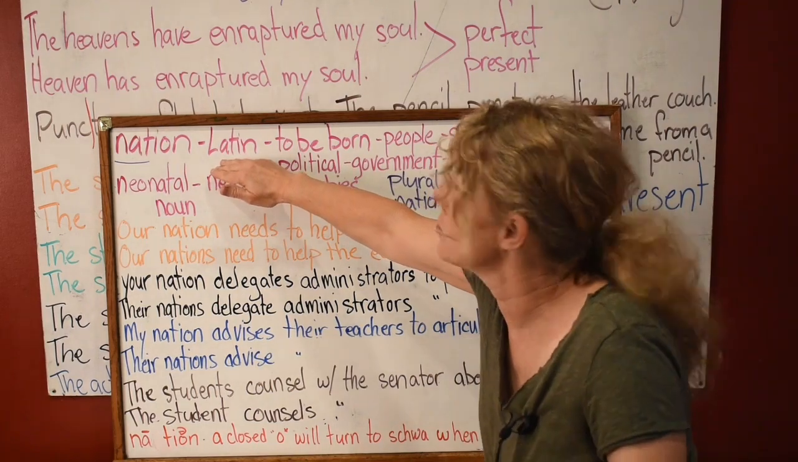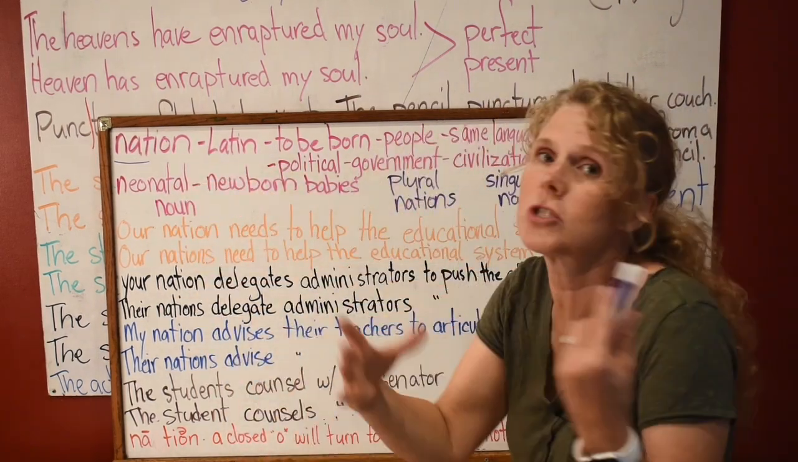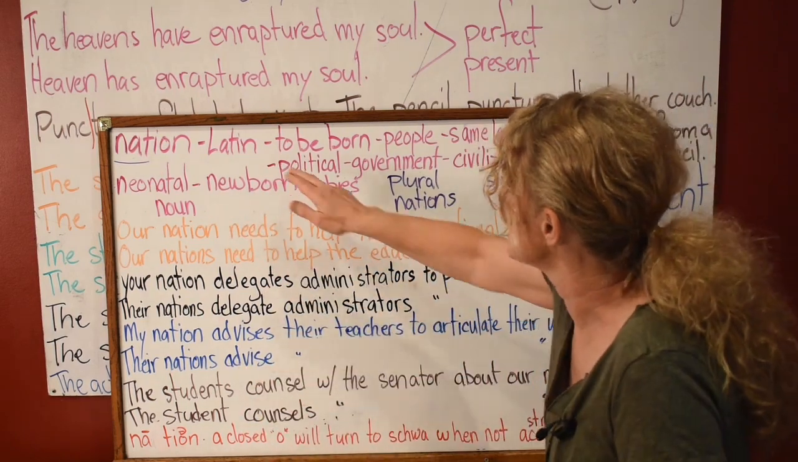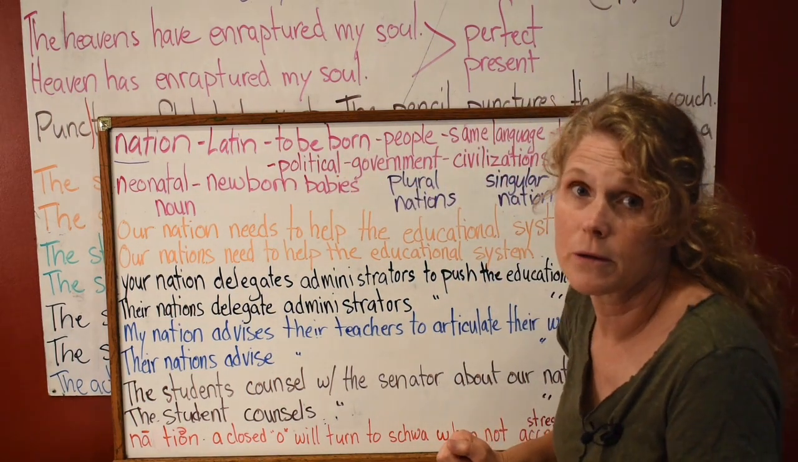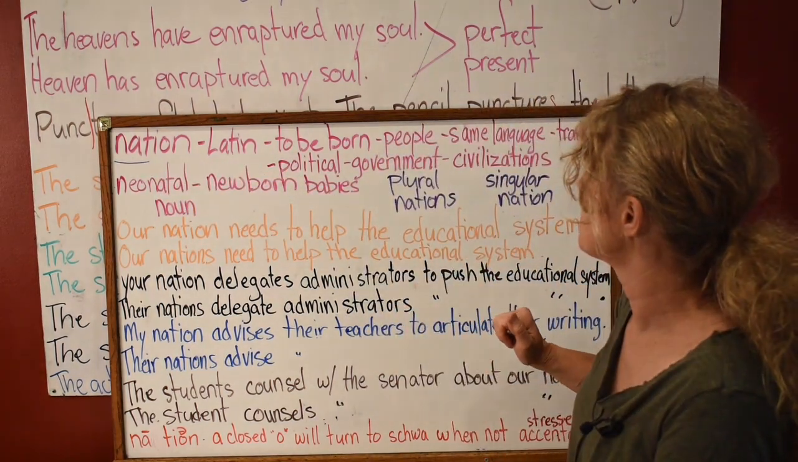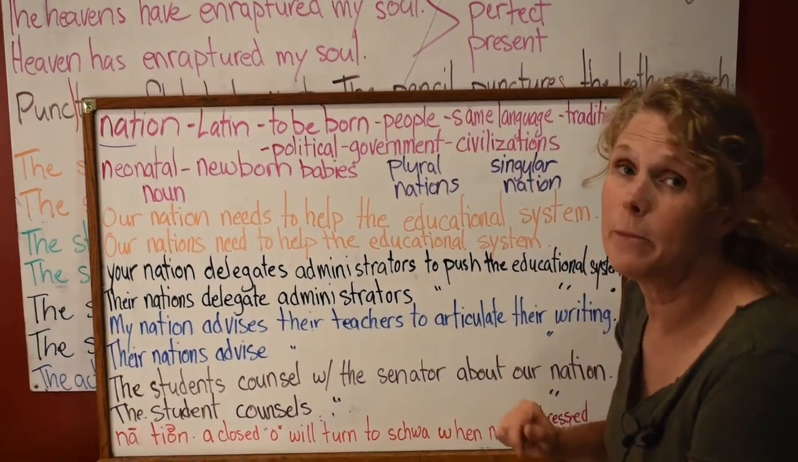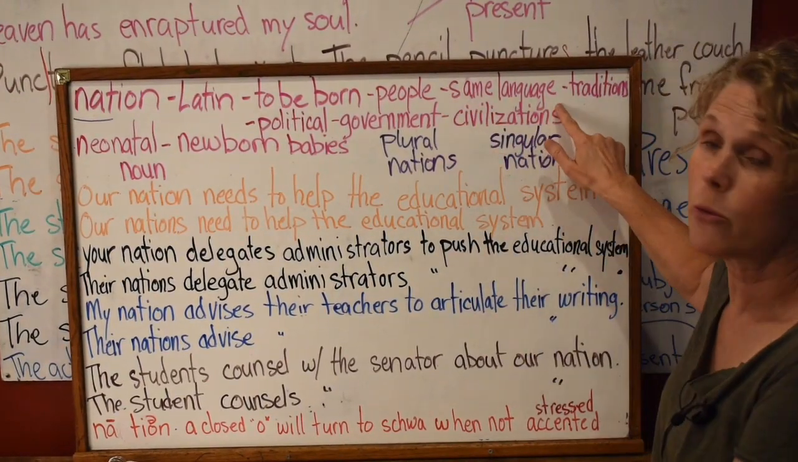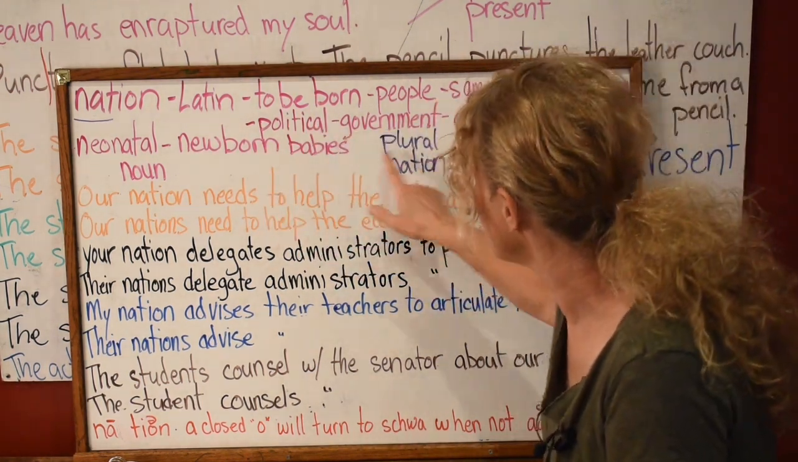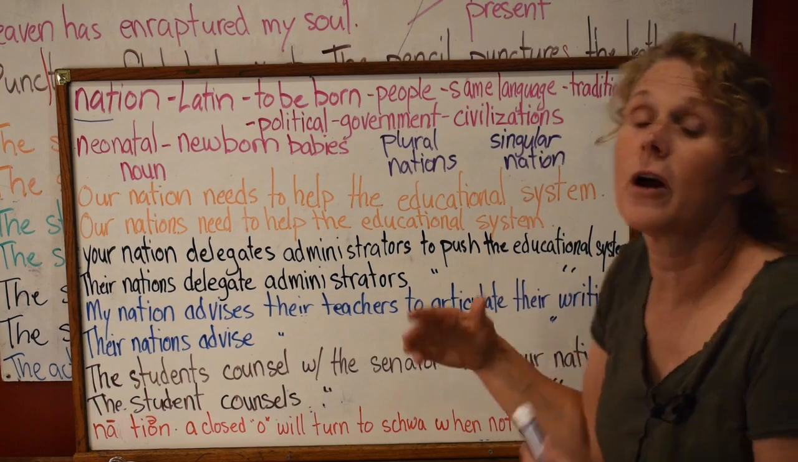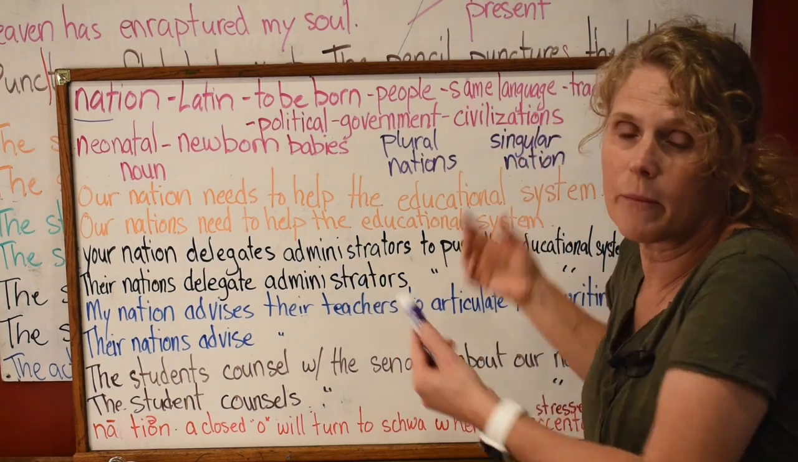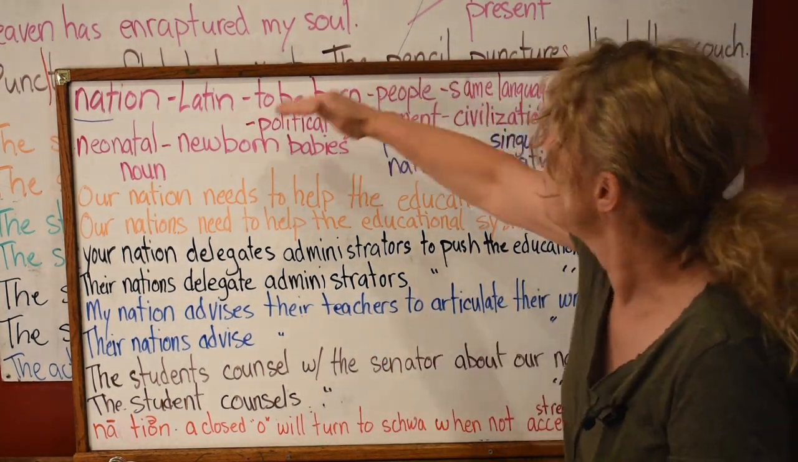So this comes from the Latin root. We know that when you see a T-I-O-N or an S-I-O-N, almost always you're connected to a Latin root. All right, it means to be born. So when America was born, it was called a nation. We also call a nation people. It's the same languages, same traditions, political views, same government, and our civilization is the same, or somewhat the same. I mean, obviously we have different traits and stuff.